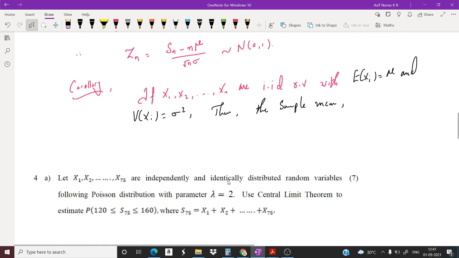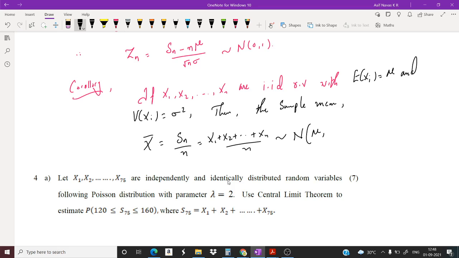the sample mean X bar, we denote X bar is equal to Sn divided by n, that is equal to X1 plus X2 plus etc. plus Xn divided by n, follows normal mu, sigma by root n. So X bar follows normal mu, sigma by root n. Then we can denote Z equal to X bar minus mu divided by sigma by root n, which follows normal 0, 1.